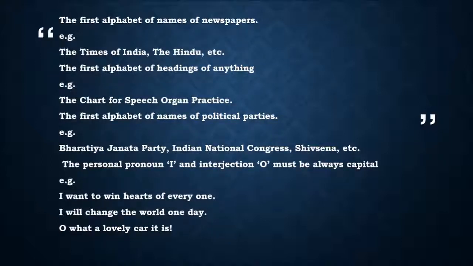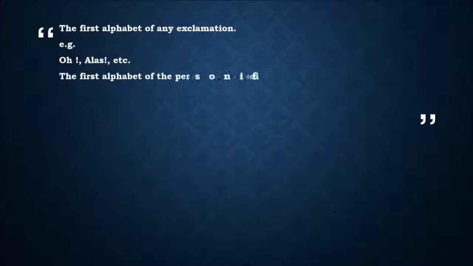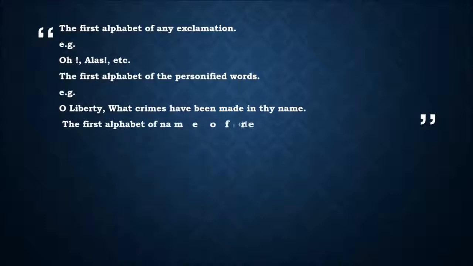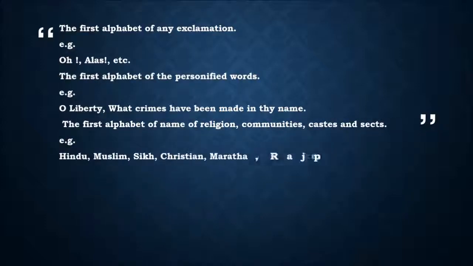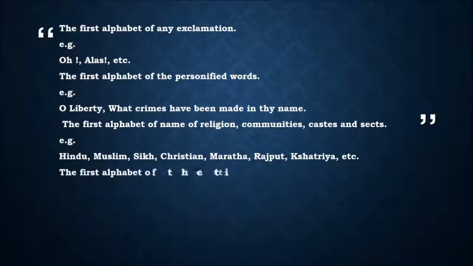14. The first alphabet of personified words. E.g. O Liberty, what crimes have been made in thy name. 15. The first alphabet of names of religions, communities, castes and sects. E.g. Hindu, Muslim, Sikh, Christian, Maratha, Rajput, Kshatriya, etc.